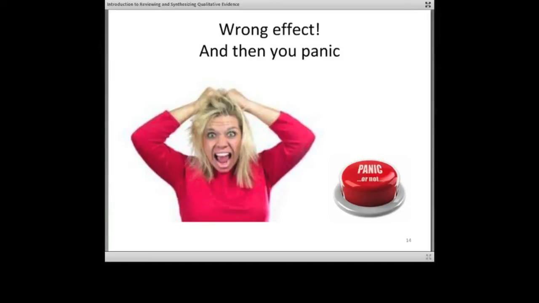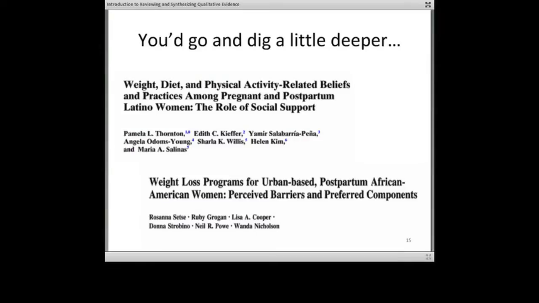And then realized that there must have been something that I had overlooked. Maybe there was some sort of alternative explanation for not achieving the effect that the effectiveness review actually had promised to me. And so instead of mourning about my weight, I started to go and dig a little bit deeper into a different sort of literature, and I came across a few qualitative articles discussing, for example, the role of social support in weight loss, diet issues, and so on, and also some of the barriers that had been perceived by mothers who engaged in weight loss programs.